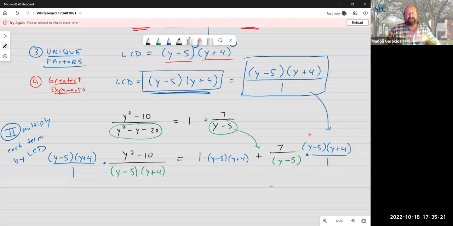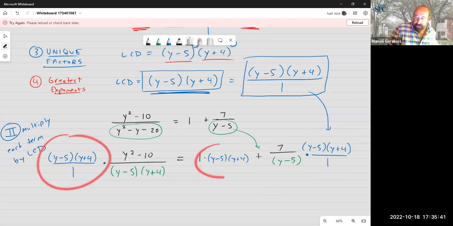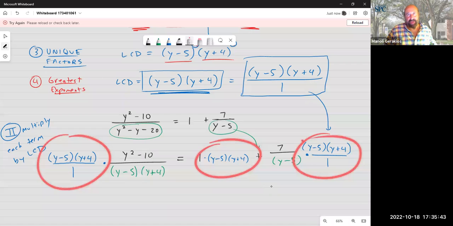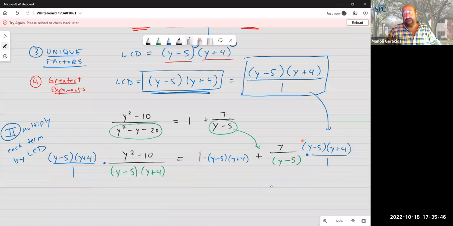Don't confuse this operation with converting fractions so that you can add or subtract them. When you're using the LCD for solving rational equations, you use the entire LCD every time, for every term. It's a big thing that students do by accident. You don't mean to because you just haven't done a lot of these. I'm just trying to help prevent some frustration. All right? Now we're going to multiply straight across.